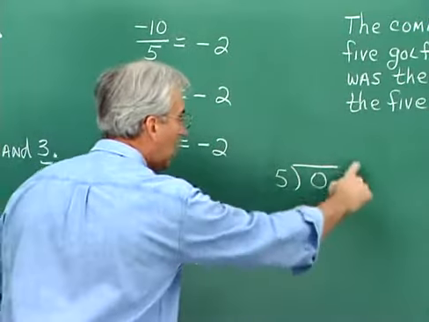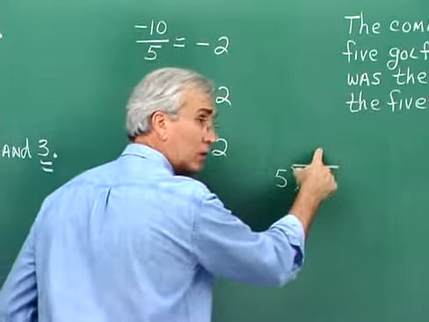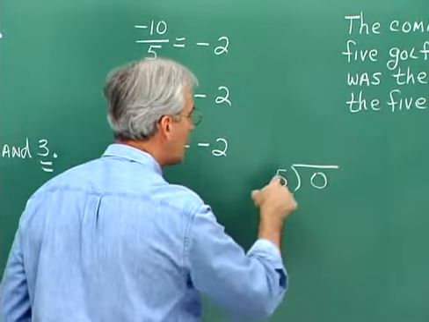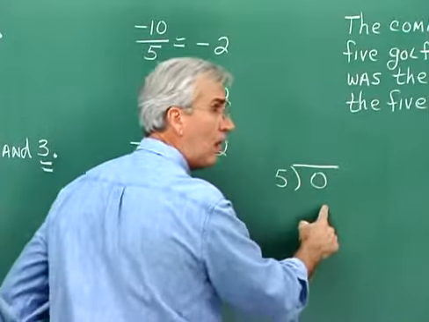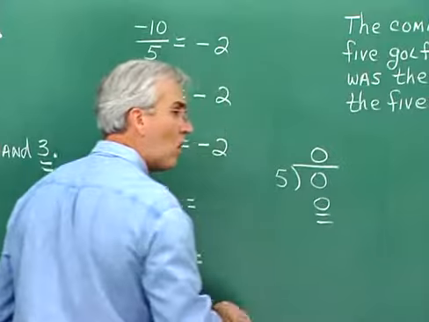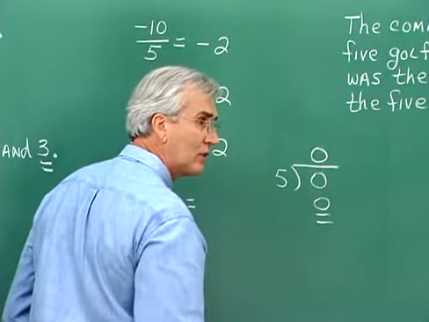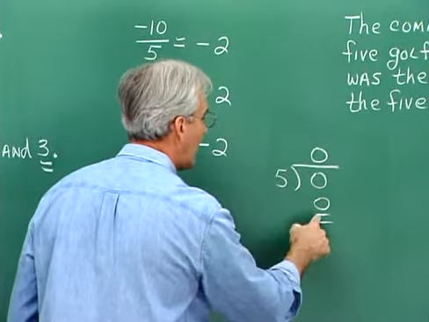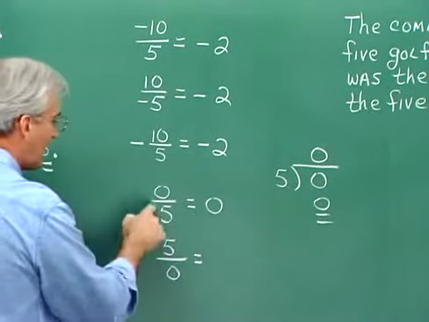And this long division problem is a request for a number that we put in this position, which can be multiplied times 5 to get 0. What times 5 is 0? Oh, 0 times 5 is 0. So we meet the request by using 0 as the quotient. So 0 times 5 is 0. The answer in the division problem is 0. So 0 divided by 5 is 0.